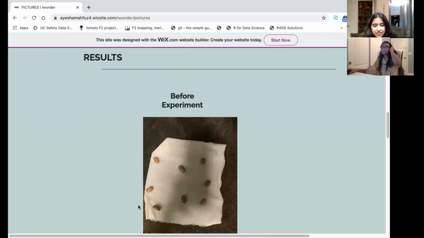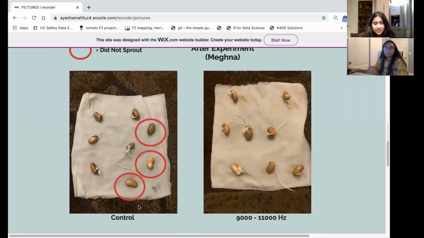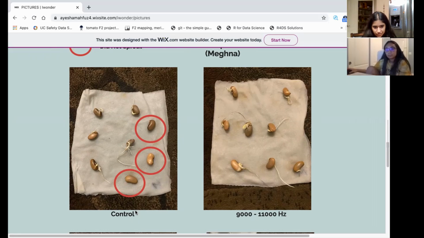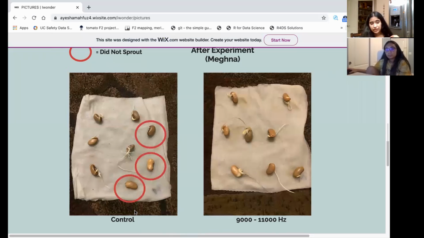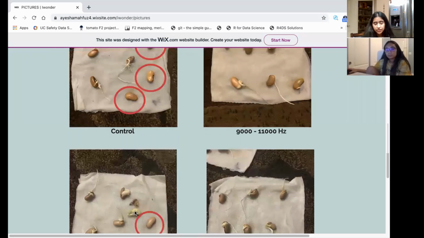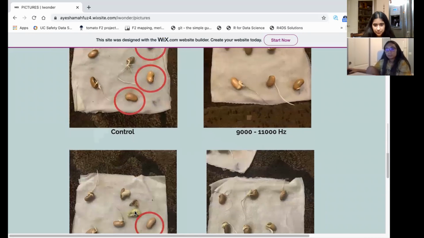So that was our before. We kind of reused the same picture, but okay. And now, we each set it up at our own houses. This is mine, and we circled all the ones that did not germinate after 4 days. As you can see, in my control, I had 3 of them, and in my low frequency, I only had 1 of them. But in my higher frequencies, literally all of them sprouted, so that's pretty cool.